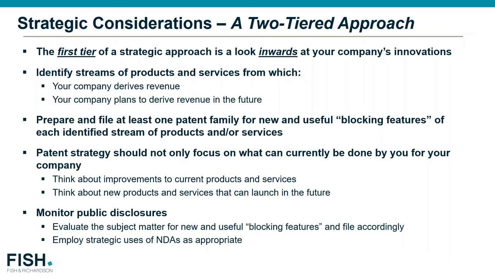And then think about the improvements to existing products and services and try to patent the improvements. This keeps your competitors at bay by stopping them from advancing on your disclosed work in your existing patent applications. And then monitor public disclosures for all of your employees in the space. And make sure you get in the disclosures before any such blocking features become public, to the extent practicable. Next slide, please.